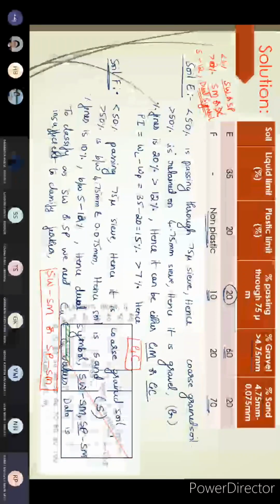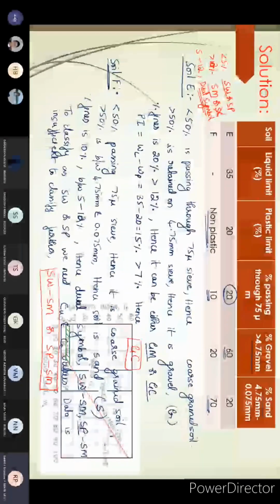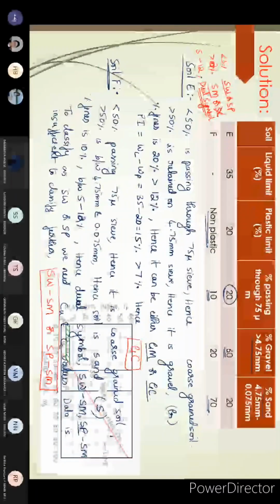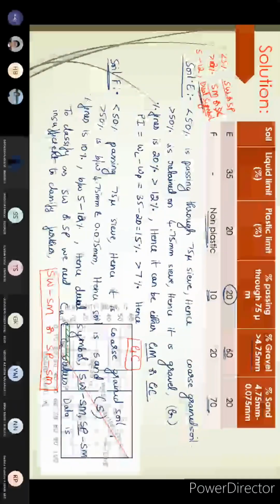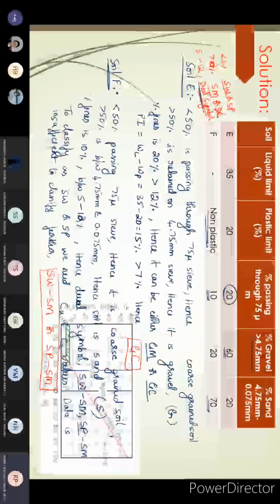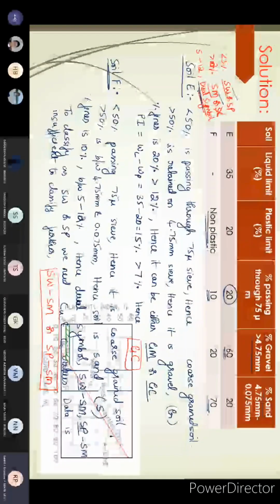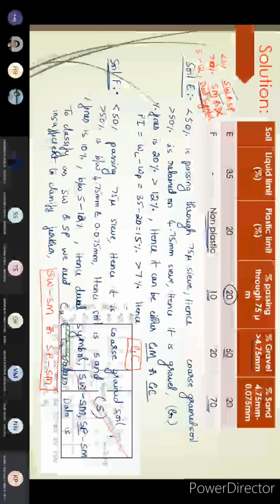See, if it is between 5 to 12%, we are going to use a dual symbol, right? So here I explained, no? If it is less than 5, what is it? SW or SP. More than 12%, SM or SC. But if it is in between 5 to 12, then we have to use one symbol from here and one symbol from here. That is a dual symbol we have to use. We can also take SW and SC. It is also greater than 12. Why is it not SC? Because it is mentioned here, non-plastic fines. So if it is non-plastic fines, plasticity index will always be less than 4. So that is why it will be SM, not SC. Okay, I understood.